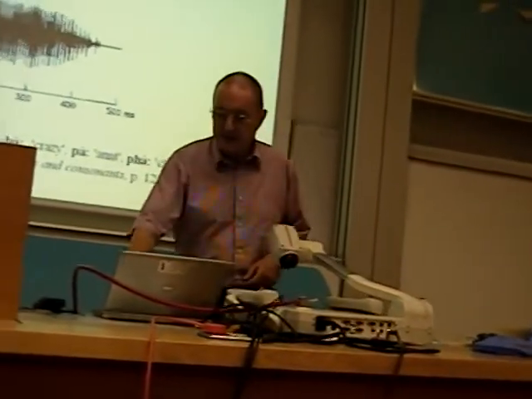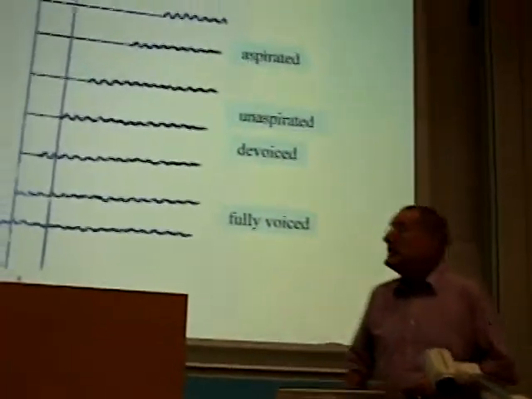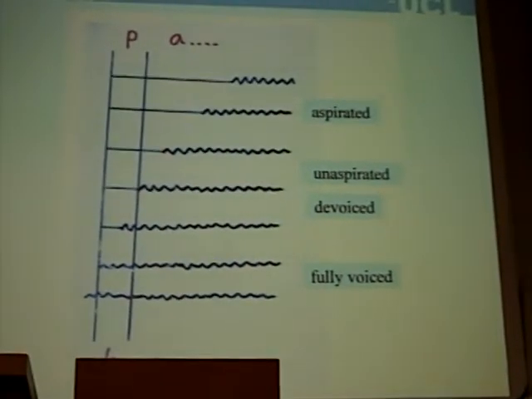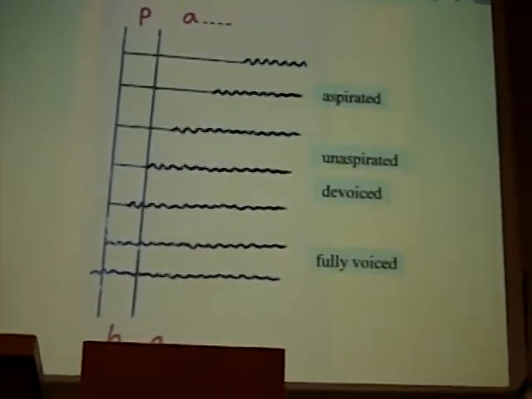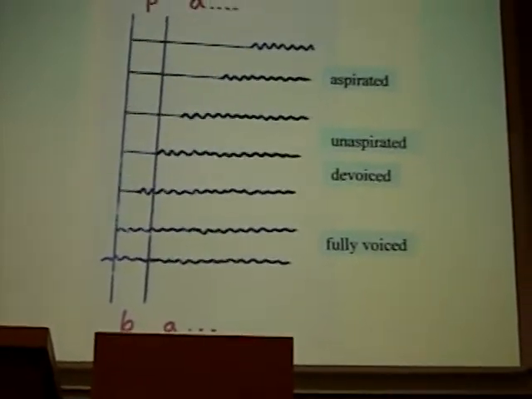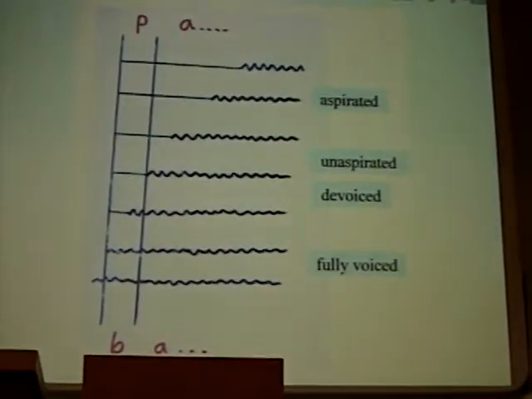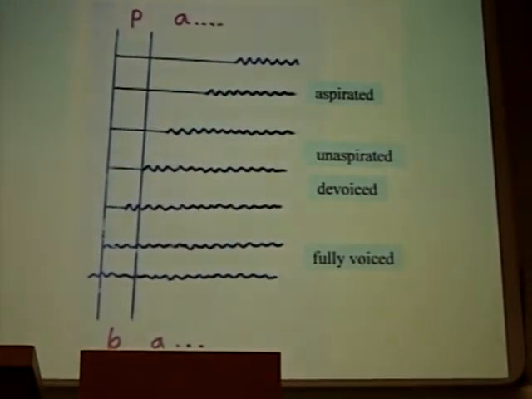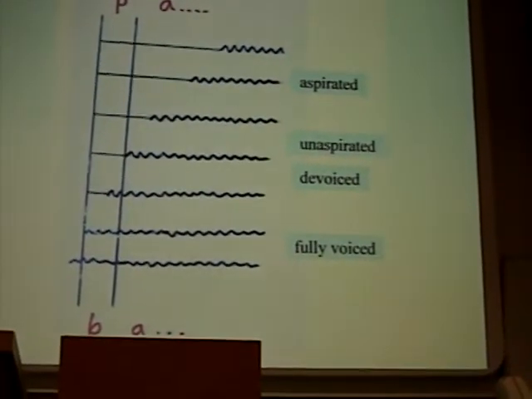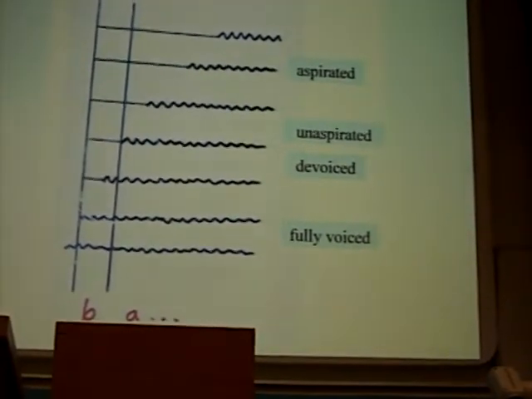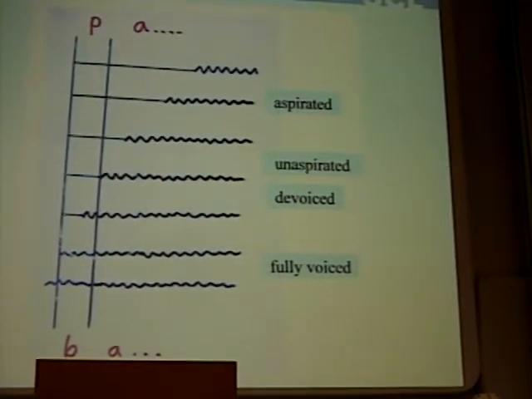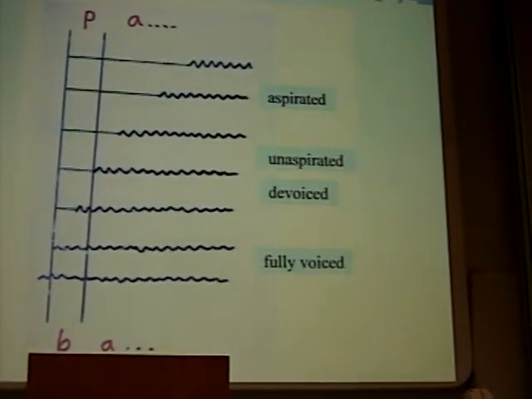And there are other languages, Hindi and various Indian languages, that have not three, but four consonants distinguished by a complex of voicing and aspiration. So really what we're dealing with is a kind of continuum of possibilities. If we consider the relative timing of the release of the primary closure and the onset of voicing, the start of voicing, we can have a continuum of possibilities.